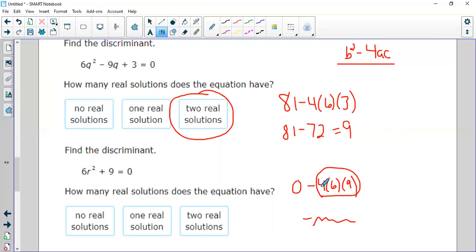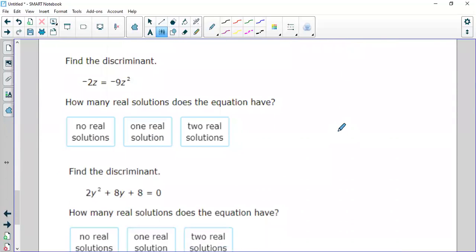And therefore, if the discriminant is negative, I'm going to have no real solutions. A negative discriminant, no solutions, no x-intercepts. That parabola will never touch the x-axis. It will touch the y-axis. It'll touch the y-axis at 9. There's my y-intercept 9. Remember that?